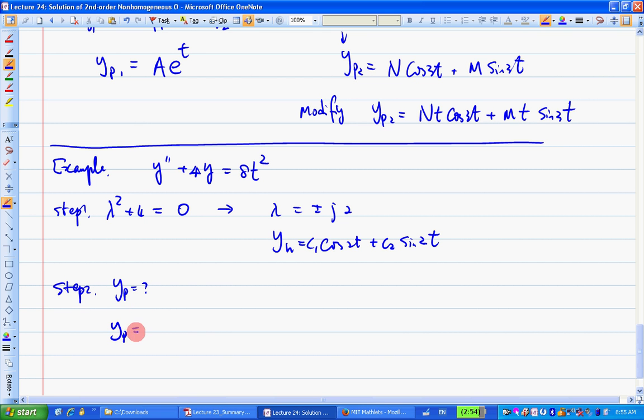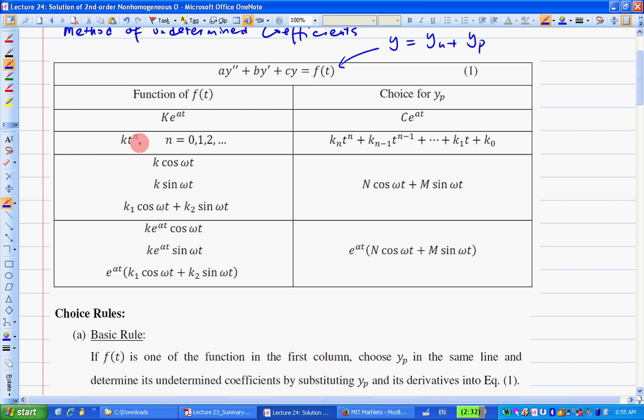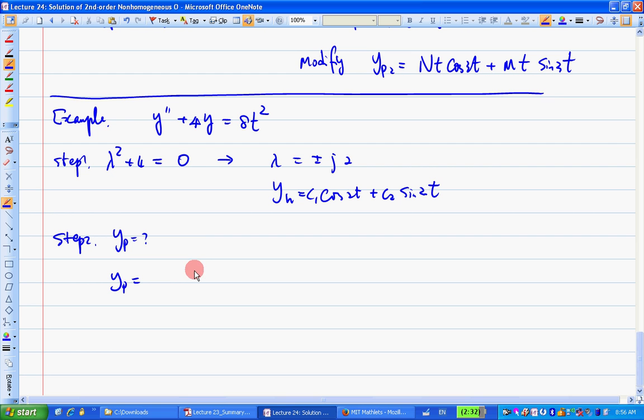For yp, you take your initial guess based on 8t squared. So you go back to the table. 8t squared, that's the form of this function over here. N here is 2. So you need to pick your yp according to this one. Okay? Yeah. Alright, so that means my yp is going to be k2 t squared plus k1 t plus k naught. Okay, that's the yp here.